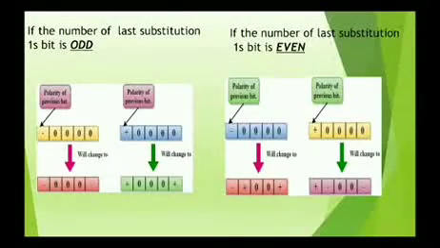And when it is even, we change the first and the 4th bit. If the polarity of the previous bit is positive and the number of 1 bits is even, then we change the first and 4th bit to negative.